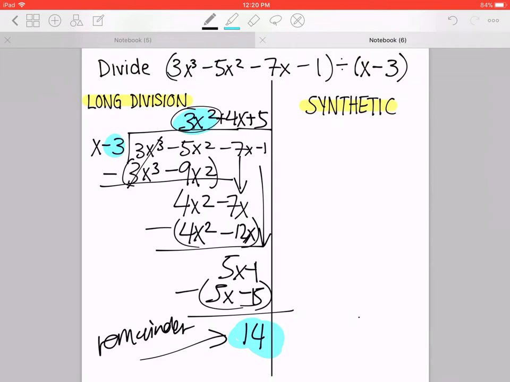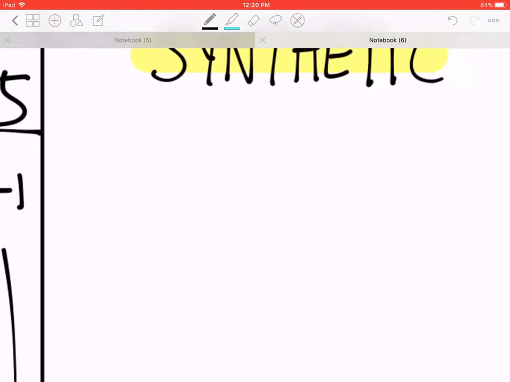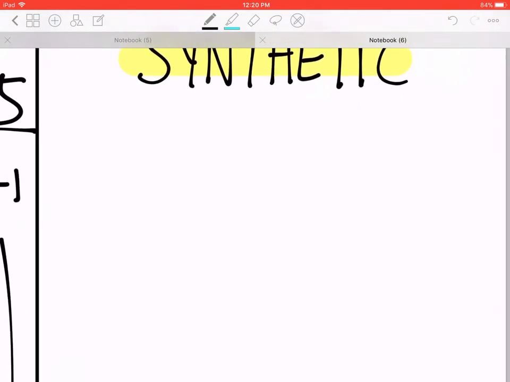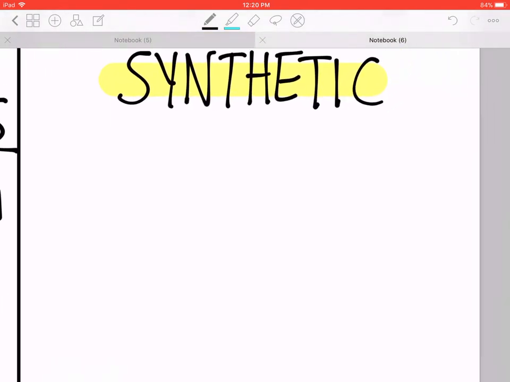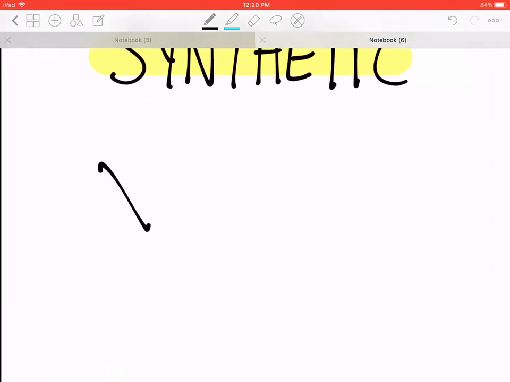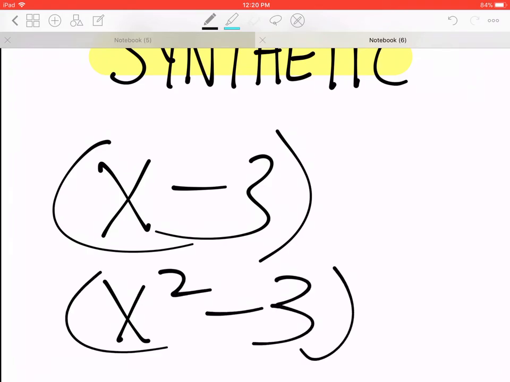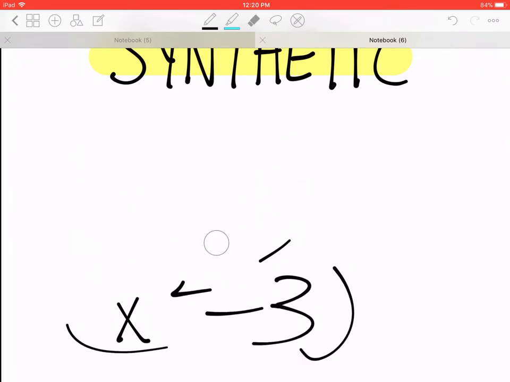Long division works very well for many cases, but clearly it's very time consuming. That's why we sometimes use synthetic division to divide polynomials. But keep in mind that synthetic division only works if the divisor is linear, meaning that x is just to the first power. It's not like x squared minus 3, for example. And that's why it would work for this question here.